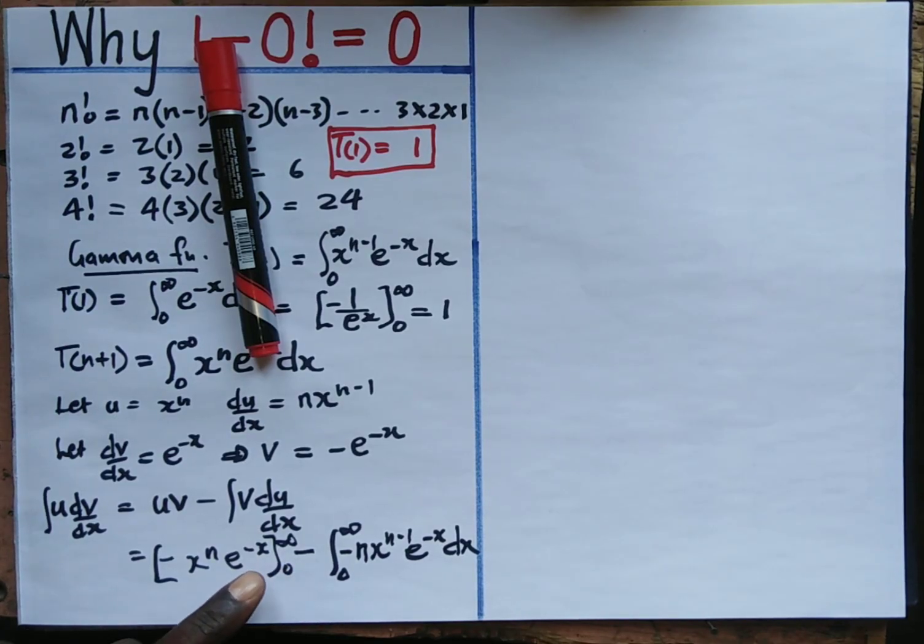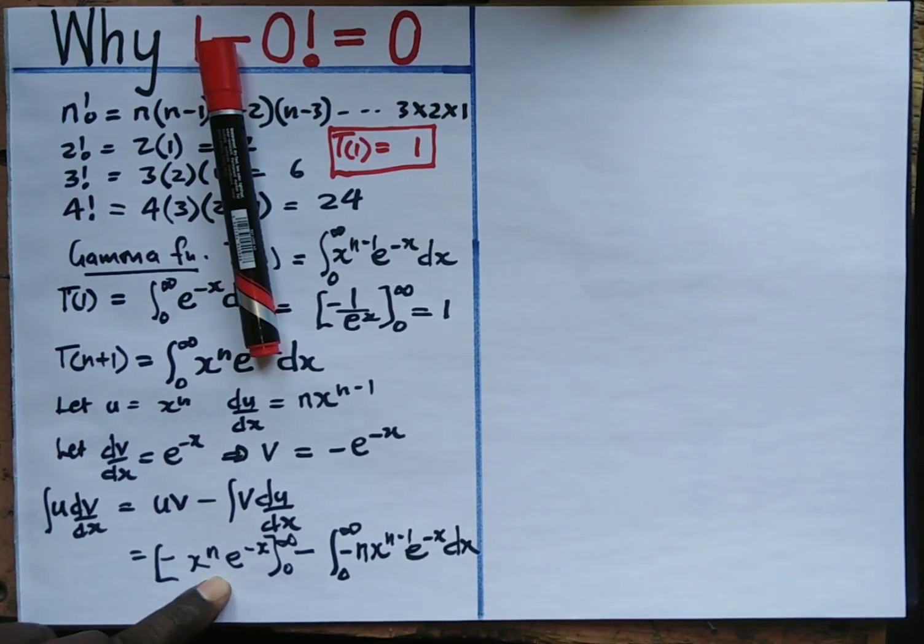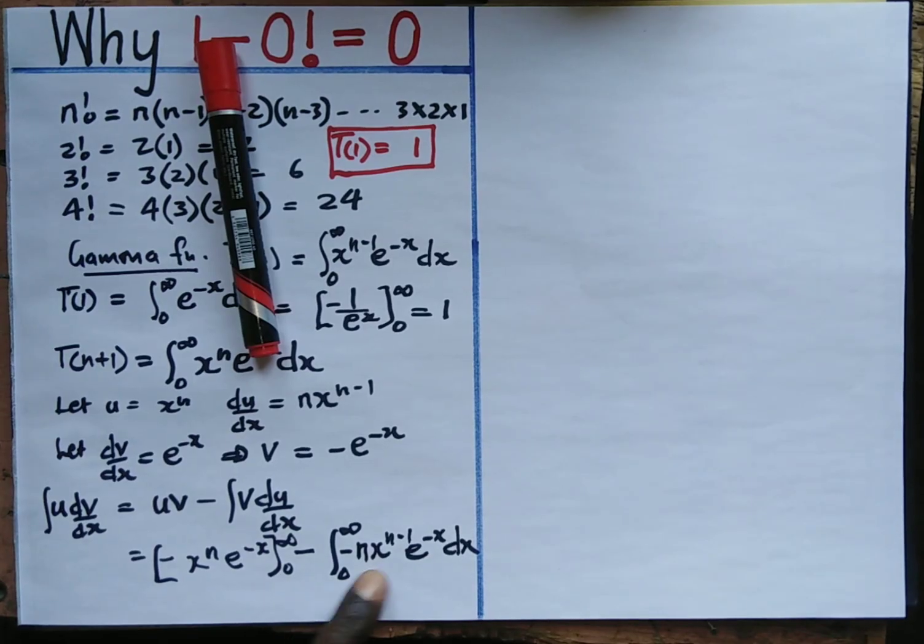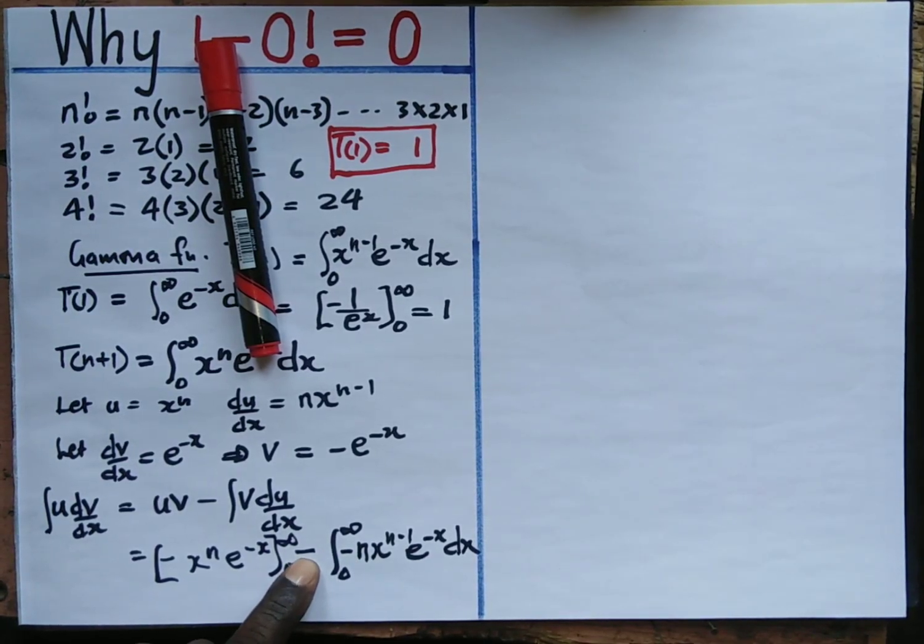When x is equal to infinity, the term e to the power minus x vanishes. When x is equal to 0, the term x to the power n vanishes. So this term here is just 0. So we are left with what is here. So let's remember we have two negative signs. So when we bring it out, that becomes a plus. And let's also take the n out of this.